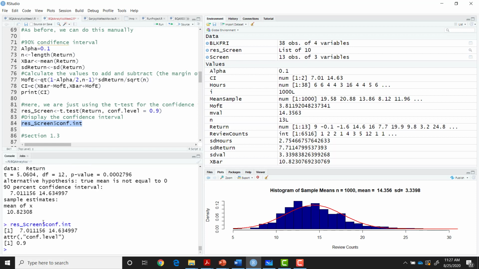And again, we can actually extract the confidence interval. This little dollar sign I'm using, if you've got a data frame and you want to pick one particular column or one particular item, the dollar sign is just saying, let's go down to the next level.